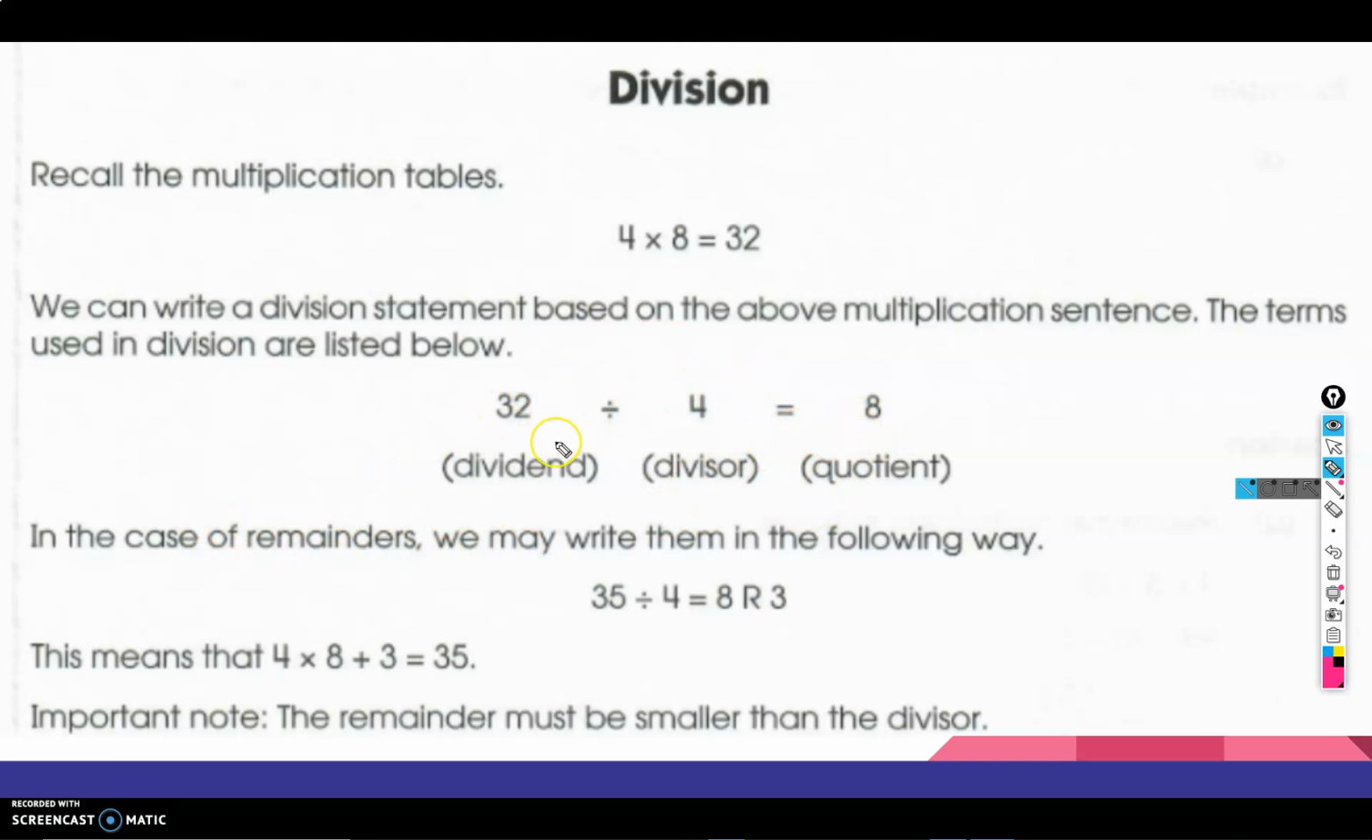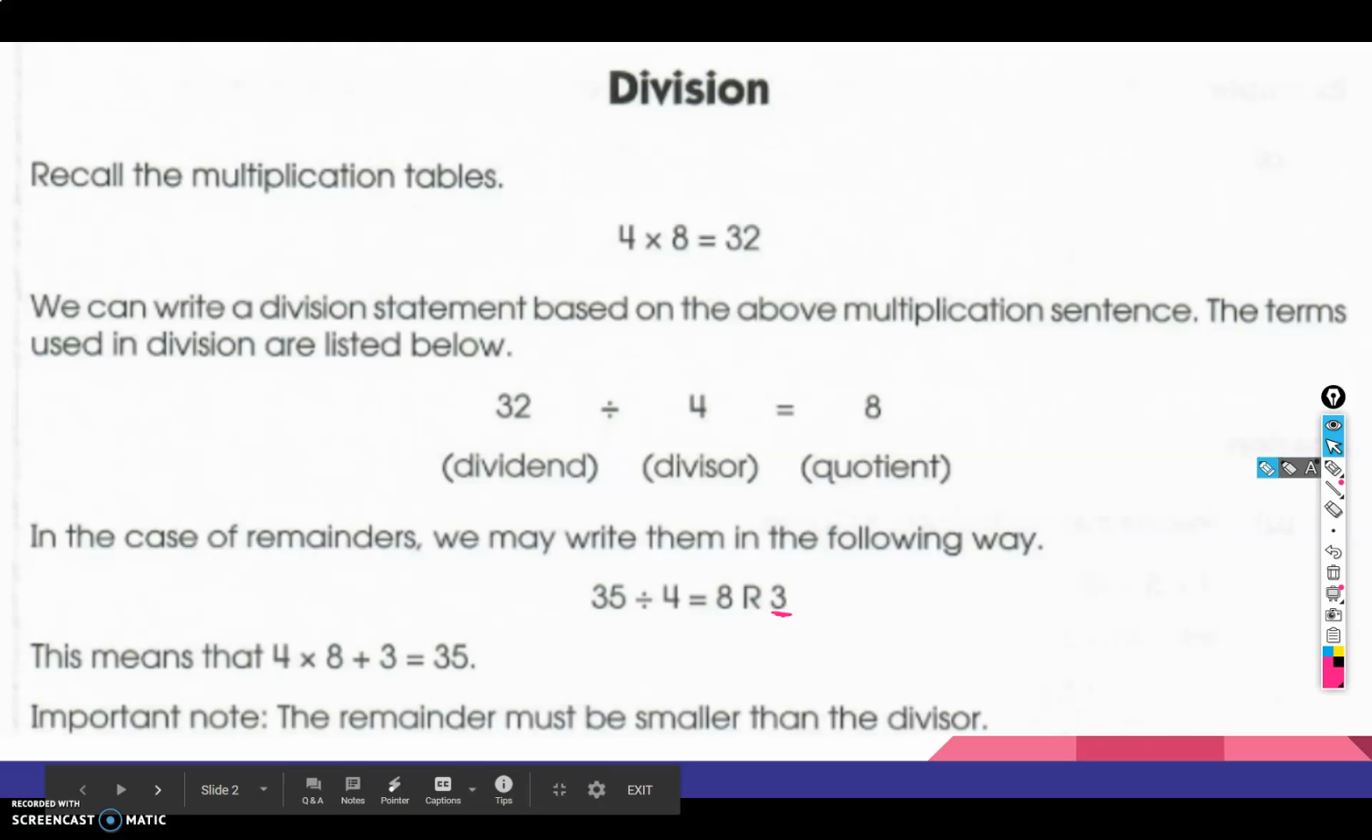In case the divisor doesn't go into the dividend perfectly, we can write them with a remainder, right? So let's say 32 was 35. So 35 divided by 4 is equal to 8 remainder 3. That means there's 3 left over, right? The remainder must be smaller than the divisor, or else that means that another number can go in.